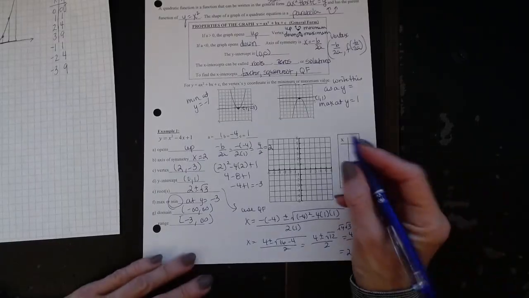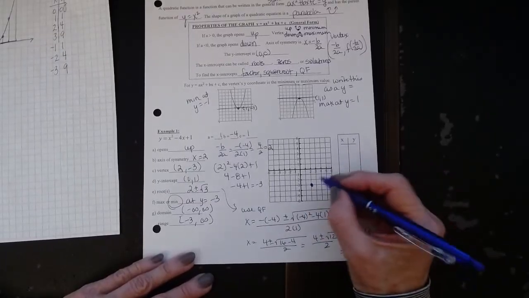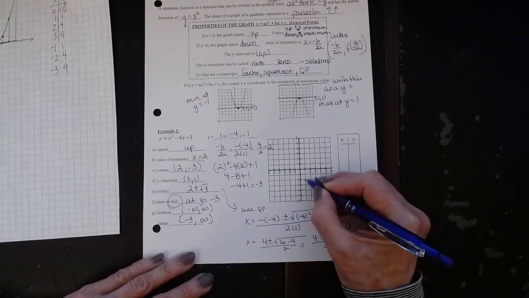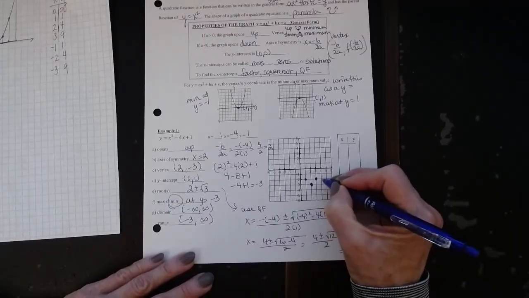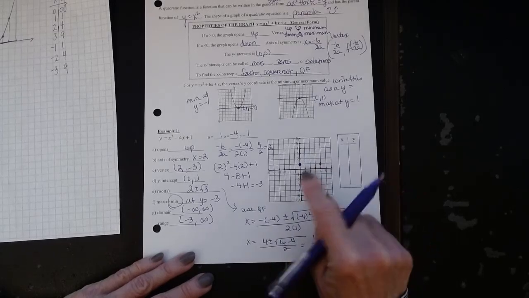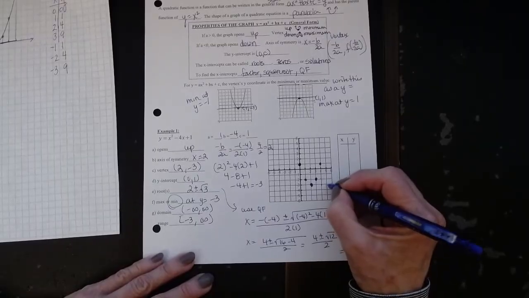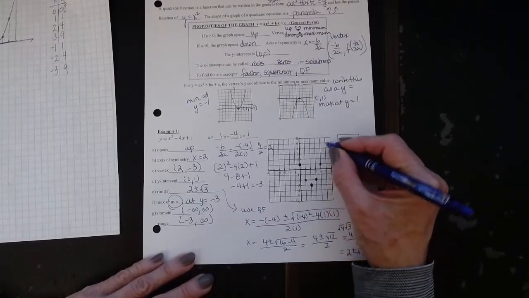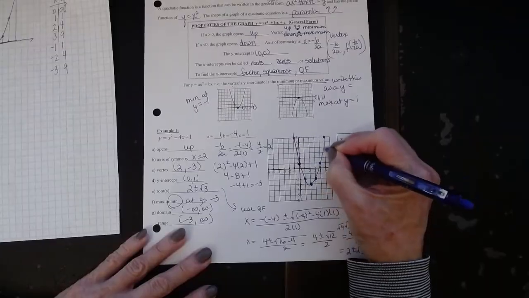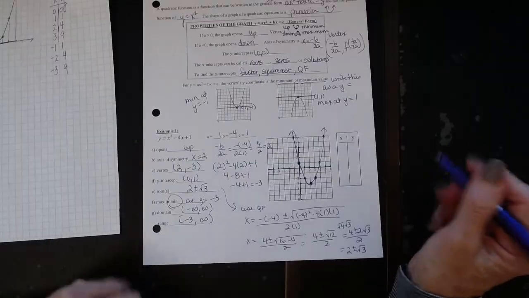I am going to plot my vertex at 2, negative 3. And then I'm going to do those shifts we just talked about. Over 1, up 1, because I don't have any stretch or any shrink. Out 2 from the vertex, up 4. And there is my y-intercept, 0, 1. Out 3 from the vertex, up 9. So this is 4, so 5, 6, 7, 8, 9. And there's my graph. So you don't need this XY chart unless you just want to plot points.